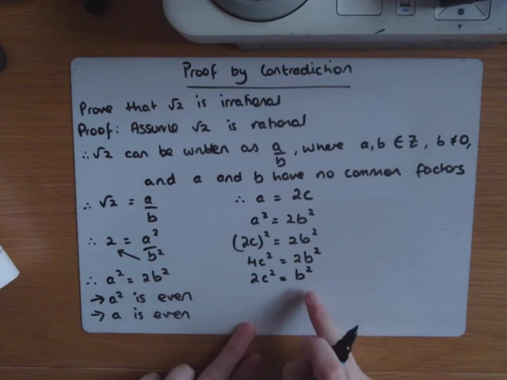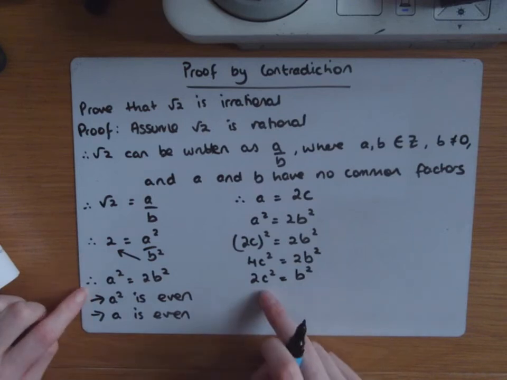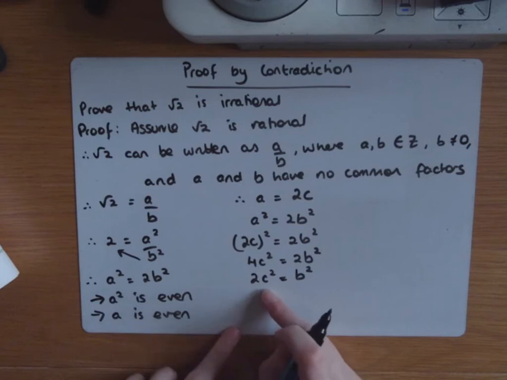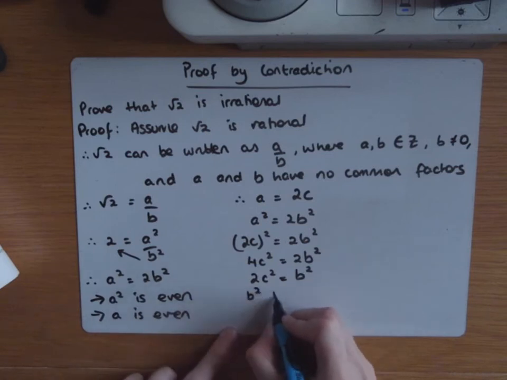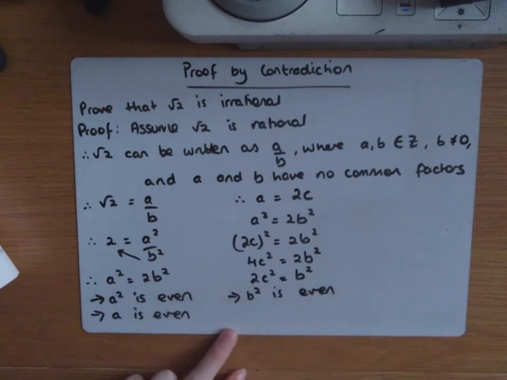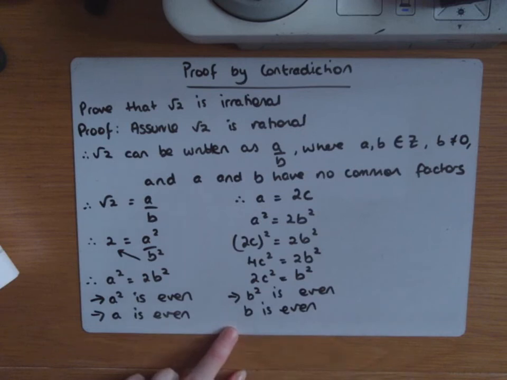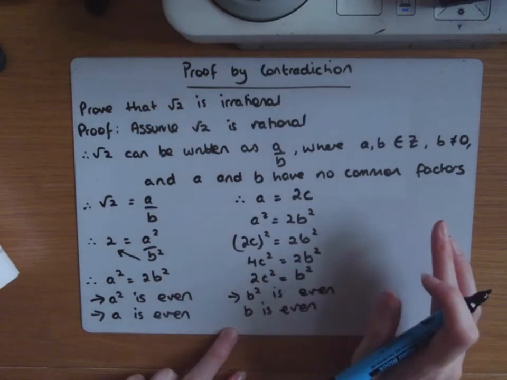Now we're looking here just like we were here. b squared is equal to 2 times something else. So that means b squared is even. And if b squared is even, then b is even. Now this is where our contradiction occurs. If a is even and b is even, that means they're both divisible by 2. They would have a common factor of 2.